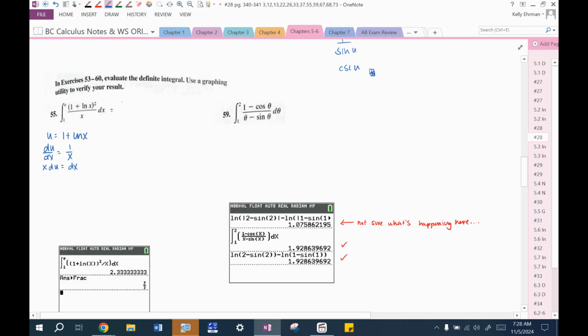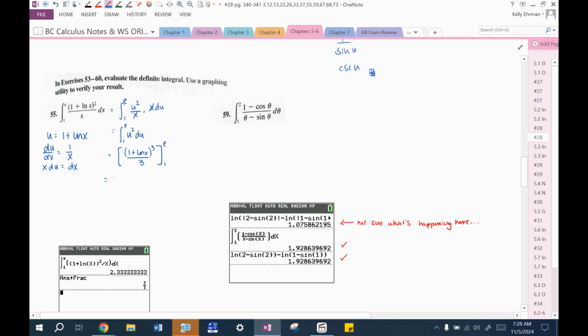All right, so now it's the integral from 1 to e. I'm not going to bother changing my bounds of u squared over x. And then dx is x times du. So the x's do cancel. So integrate u squared, you get u to the third over 3. But u is 1 plus ln x, to the third over 3.